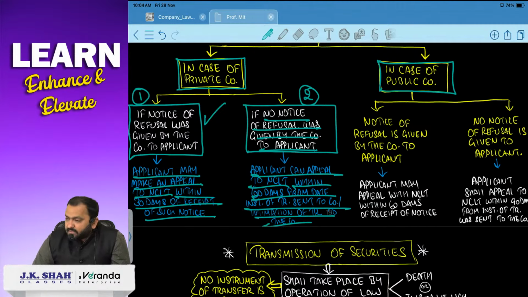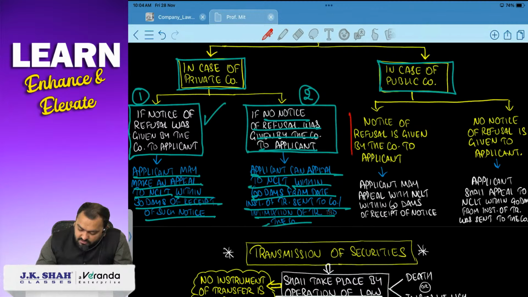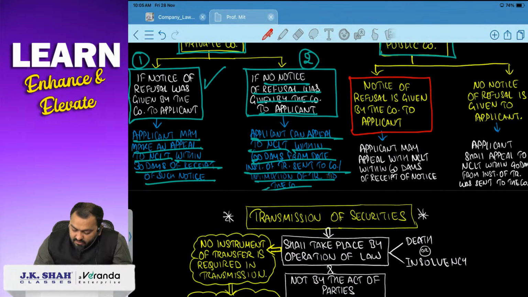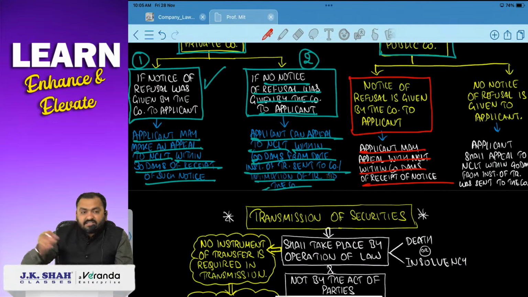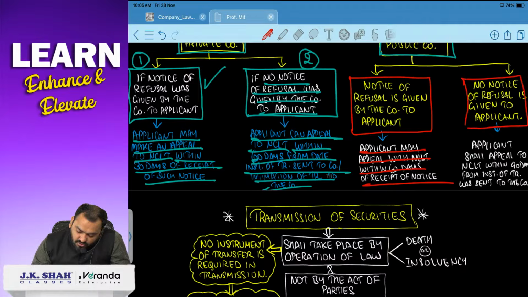In case of a public company, again the same. If the company has given the notice of refusal to the applicant, so what to do? The applicant got the reason of refusal. So now the applicant can appeal within 60 days from the receipt of notice. Okay, the applicant can appeal within 60 days. But if the company has not given you the notice, then what to do? So you can appeal within 90 days.